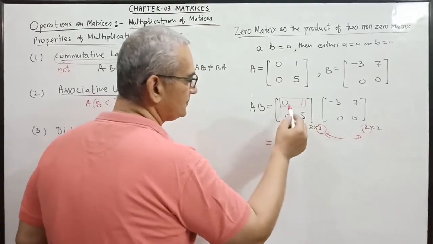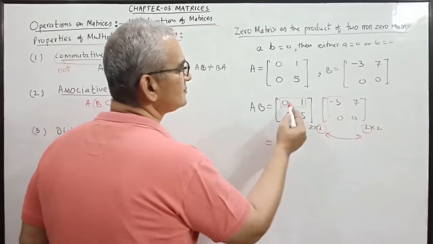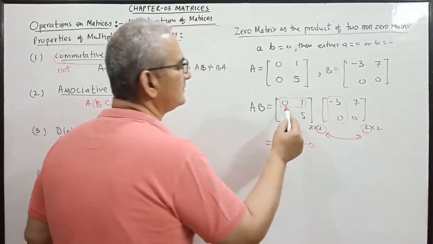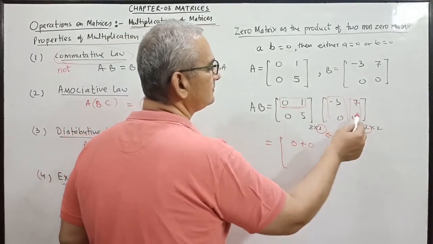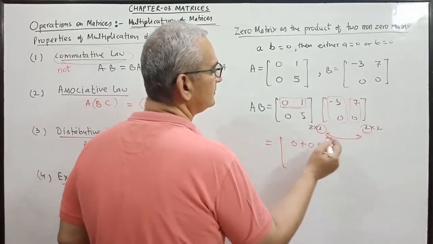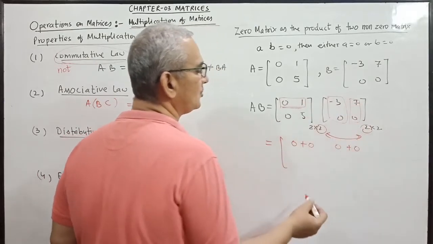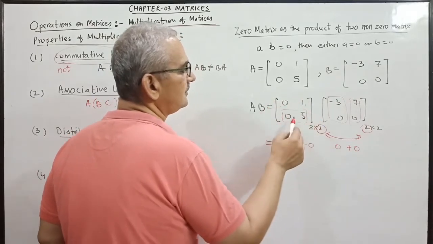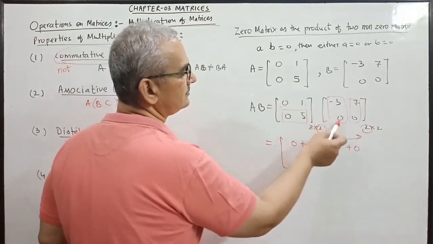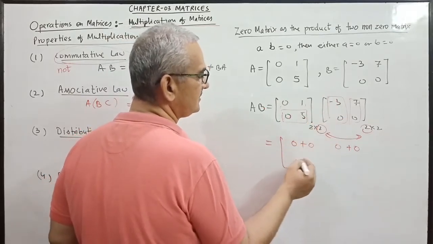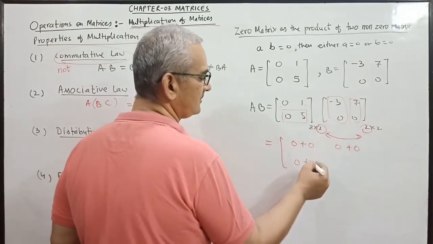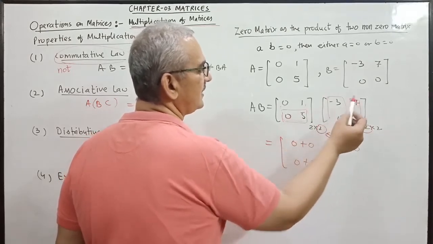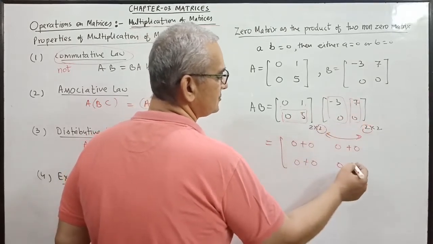We have to multiply the first row with the first column. So 0 multiplied by minus 3 is 0, plus 1 multiplied by 0 is 0. Now this first row is multiplied by the second column: 0 multiplied by 7 is 0, 1 multiplied by 0 is 0. Now we are taking the second row, multiplied by the first column. So 0 multiplied by minus 3 is 0, 5 multiplied by 0 is 0. Then we multiply this row by the second column: 0 multiplied by 7 is 0, 5 multiplied by 0 is 0.